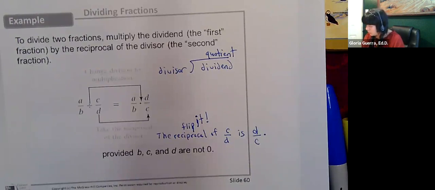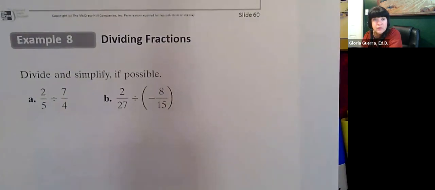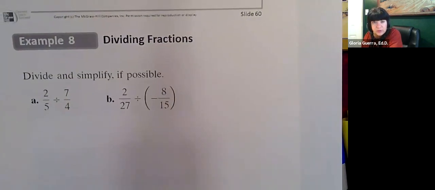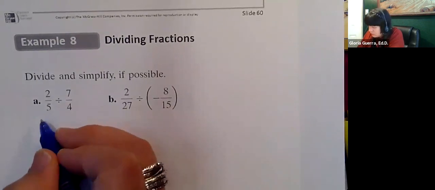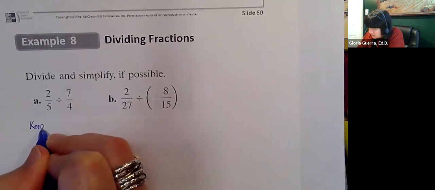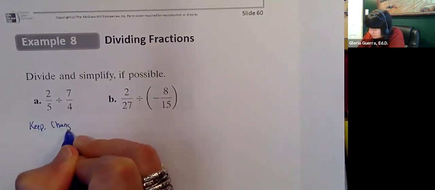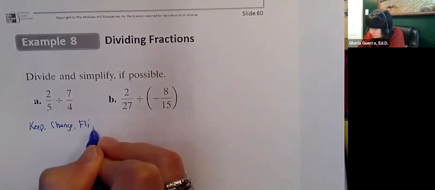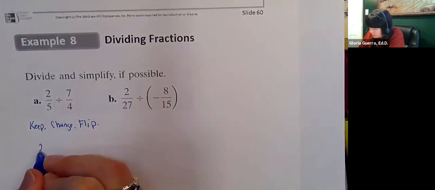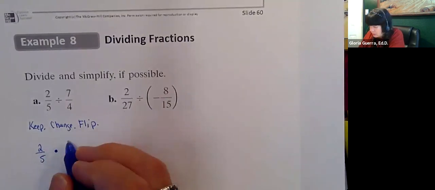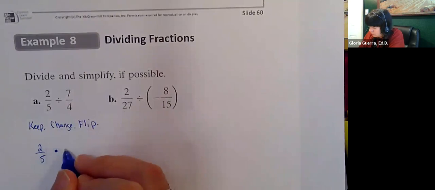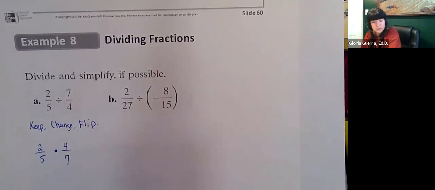Okay, let's go to the bottom. Dividing and simplifying if possible. So let's just practice that. So we have 2/5. Oftentimes teachers say this: keep, change, flip. So you keep the 2/5, change the division to a times, and then you flip. If you flip 7 over 4, you get 4 over 7.